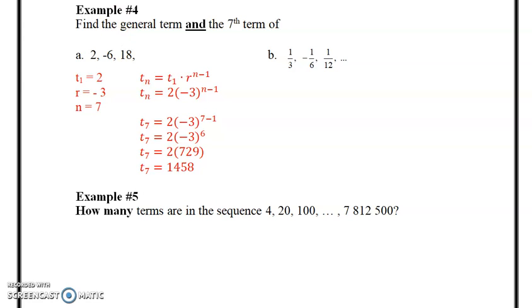So if I took 18 and multiplied it by -3, I would get -54. If I multiply -54 by -3, I get positive 162. I'm at the 5th term, now I'm going to the 6th. I multiply by -3, and I get -486. And then I multiply that again by -3, and the 7th term is 1458.